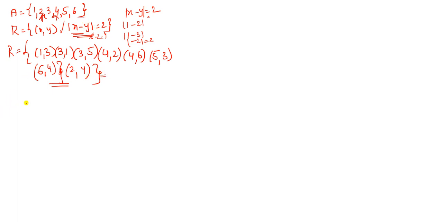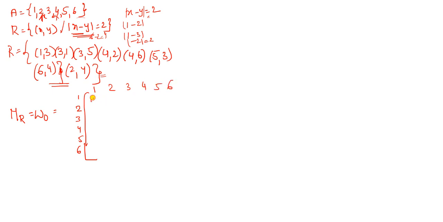Now what we have to do? We have to write first the relational matrix, that is MR, that is W0. So how many elements do we have? 1 2 3 4 5 and 6, right? Next 1 2 3 4 5 6, right?